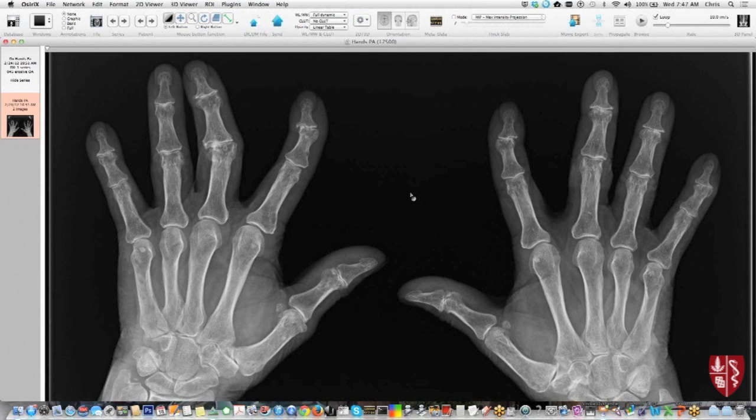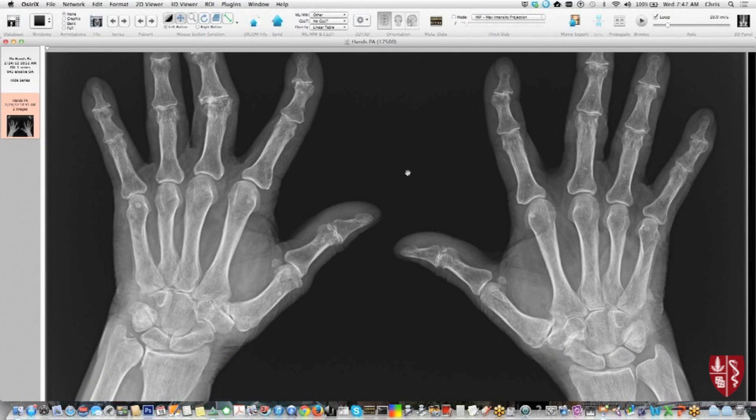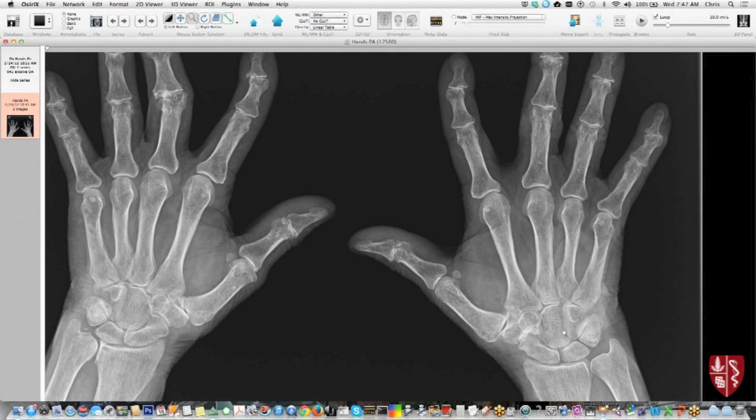So here's the next case, another bilateral hand examination, and if you look at this one, there are relatively normal appearing bilateral intercarpal and radiocarpal joint spaces, but arthropathy involving the CMC joints and wrist joints here.